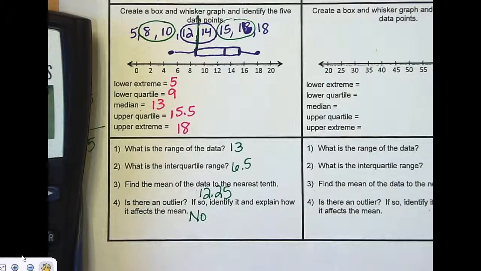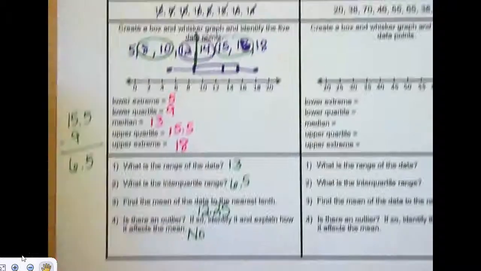So if there is an outlier, when you're wanting to look at your measure of center, you're going to use your median. You're going to use your middle. If there's not an outlier, the better score to use is going to be your mean. It's a better average. Does that make sense? All right, so let's look at our next box and whisker.